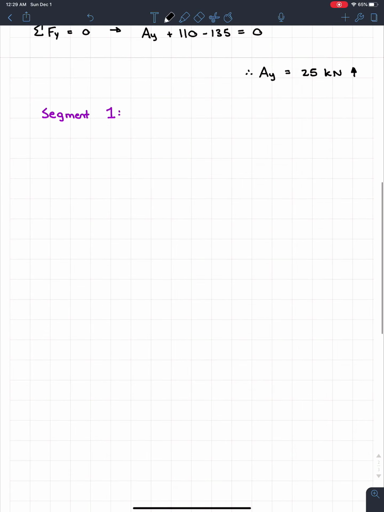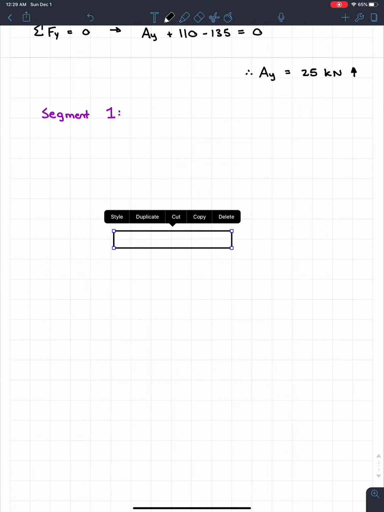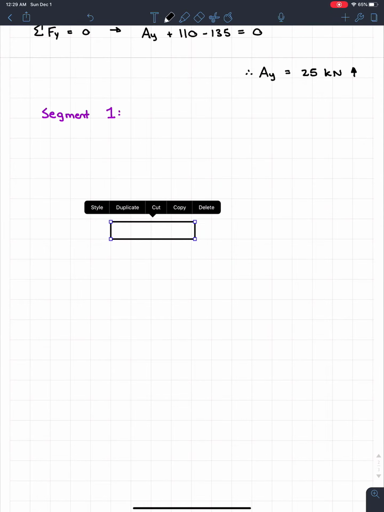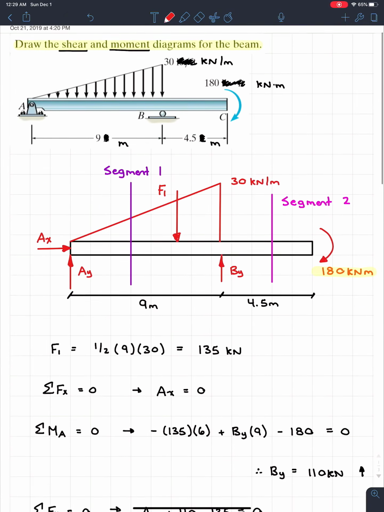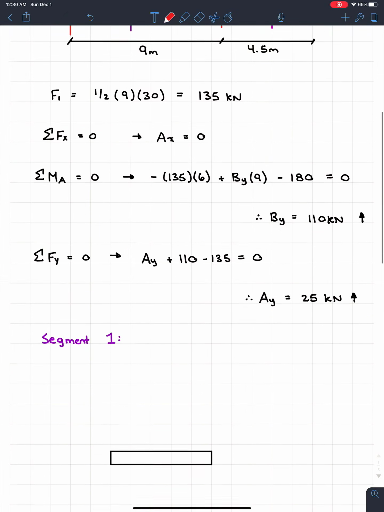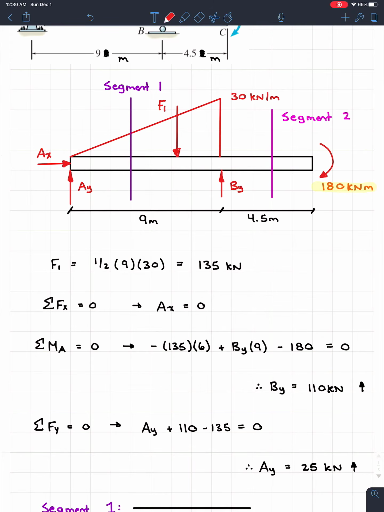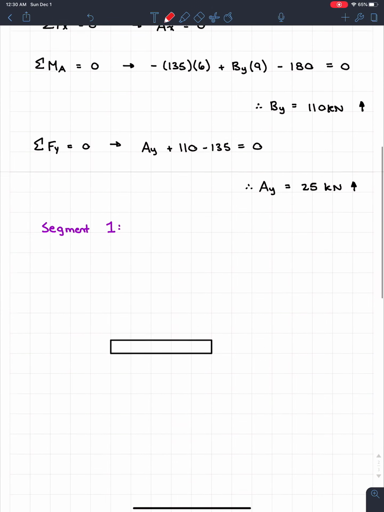So if I come over here, what I'm going to have is part of the beam, so not the whole beam. I'll make it a little bit longer just to make it easier for you guys to see what I'm doing. What I'm going to do, just like before with the cuts, is put all my loads in that segment on. So AX is 0, but we know that AY is not 0, so I'm going to put AY at the end.